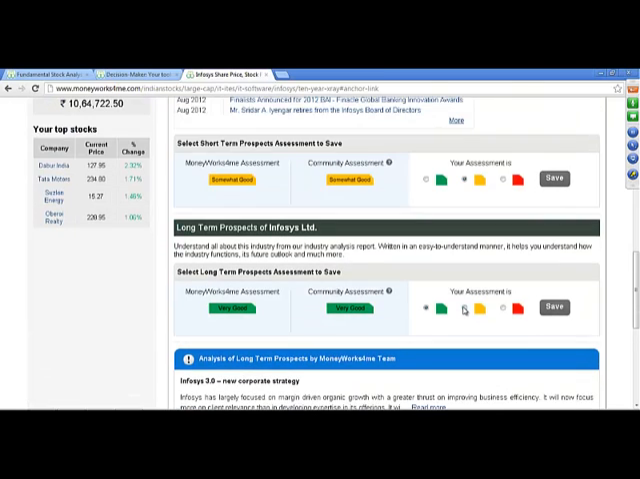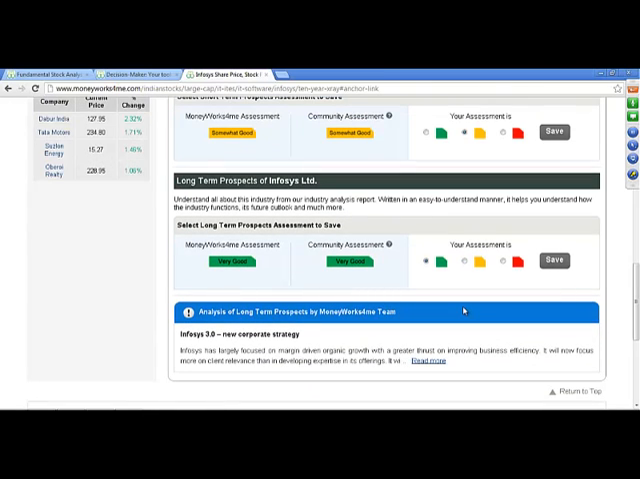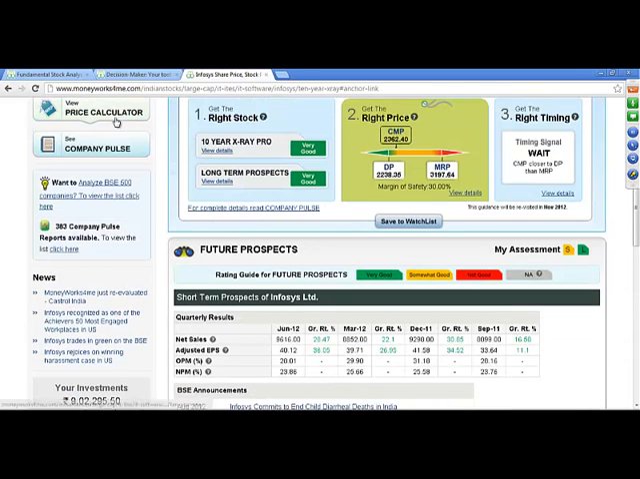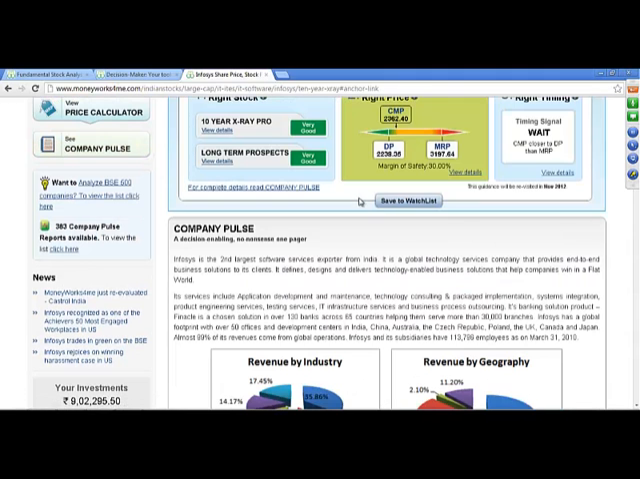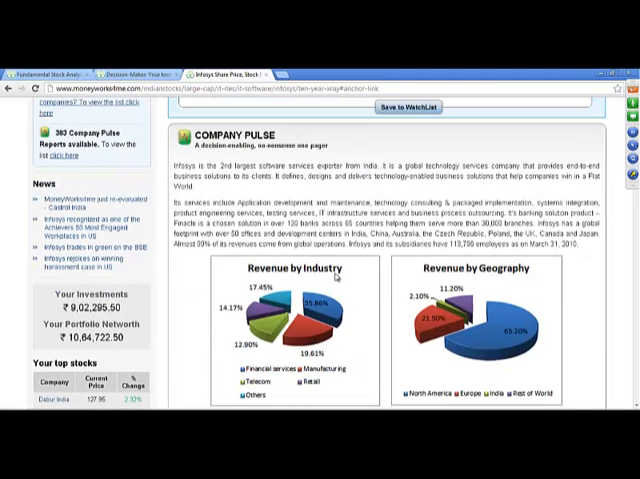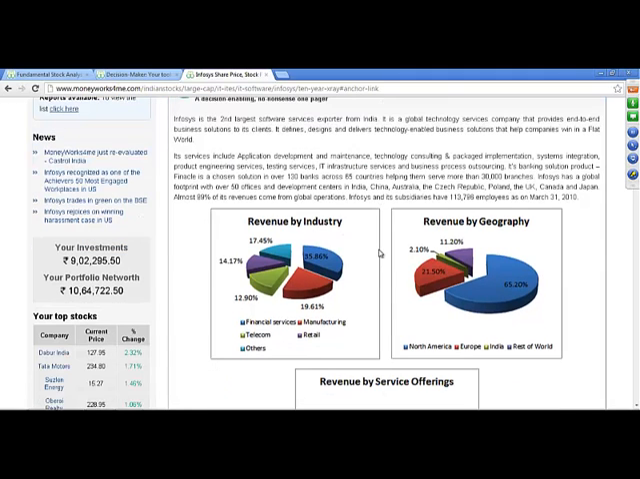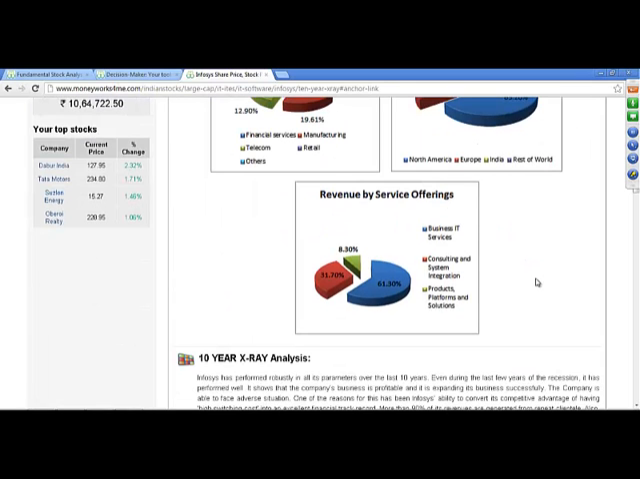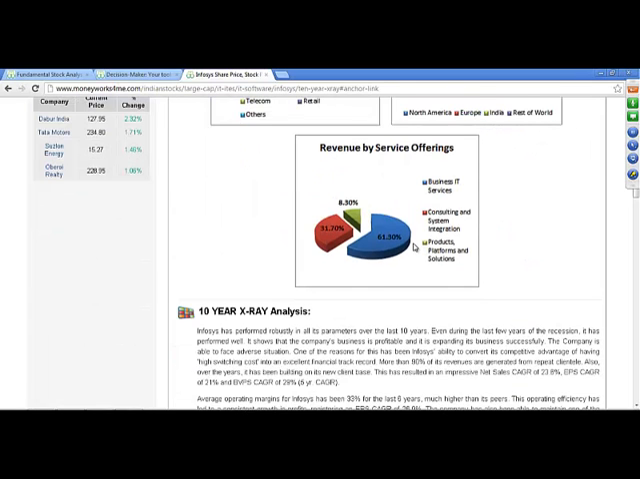How do you arrive at this long term prospects of Infosys? Well, we have a company pulse report for you. The company pulse report gives you all that you need to know about the company's business in a very easy to understand, non-jargonized format. We have tried to make it very simple and explain what helps the company earn money: from which industries it is generating revenues, from which geographies, by providing what services, and so on and so forth.